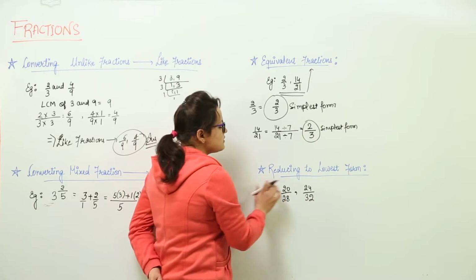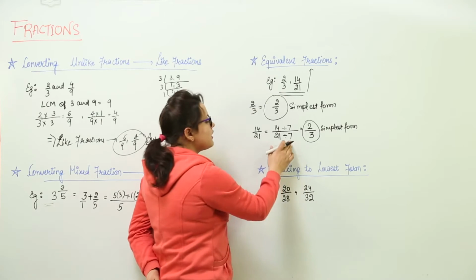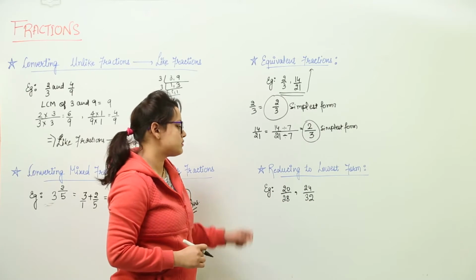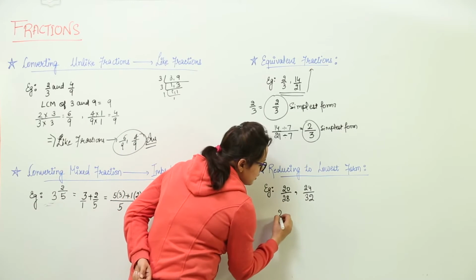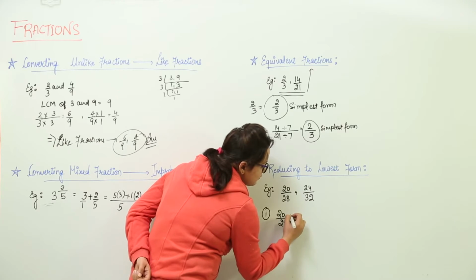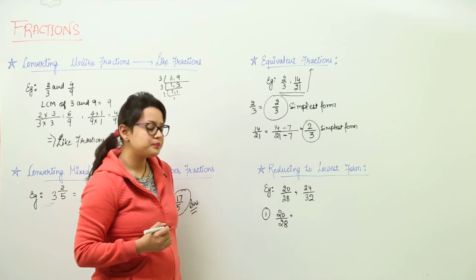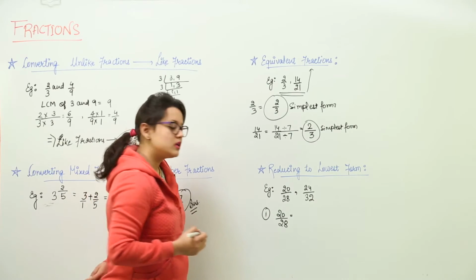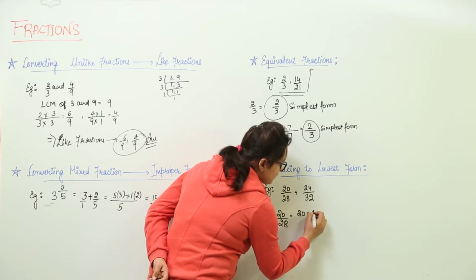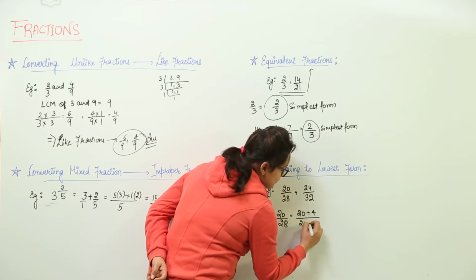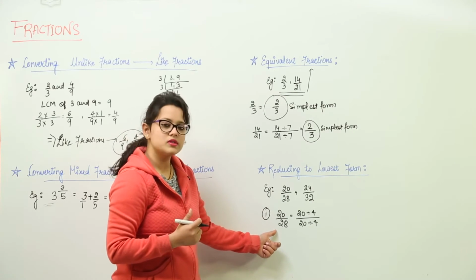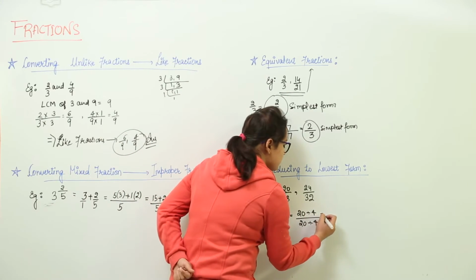The last one is reducing to lowest form. What I have just taught you in the simplest form is exactly what is to be done in the lowest form. Let us do this one by one. For the first one, that is 20 upon 28, we have to think of a factor which is common to both. Do we have any such factor? Yes, we do have so many of them. One of them is 4. Yes, because 20 comes in the table of 4 and 28 also comes in the table of 4. So we can divide them both by 4.